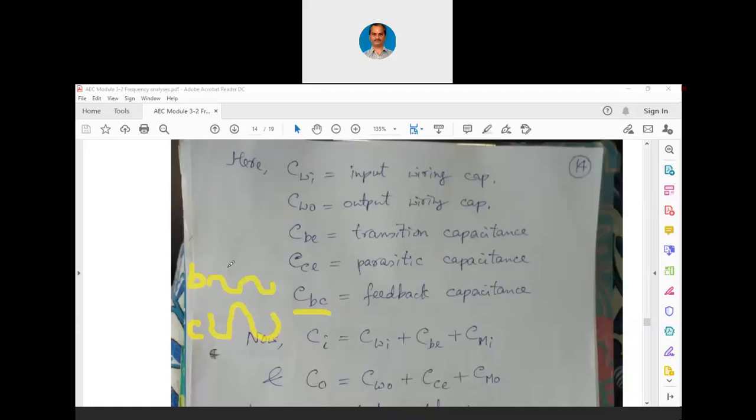Even in the RE model and in the hybrid model, we did not consider the capacitance between base and collector. Now at the high frequency range, we have to consider that, because in our communication applications, initially we might have started with the kilohertz range, when AM radio came into usage.